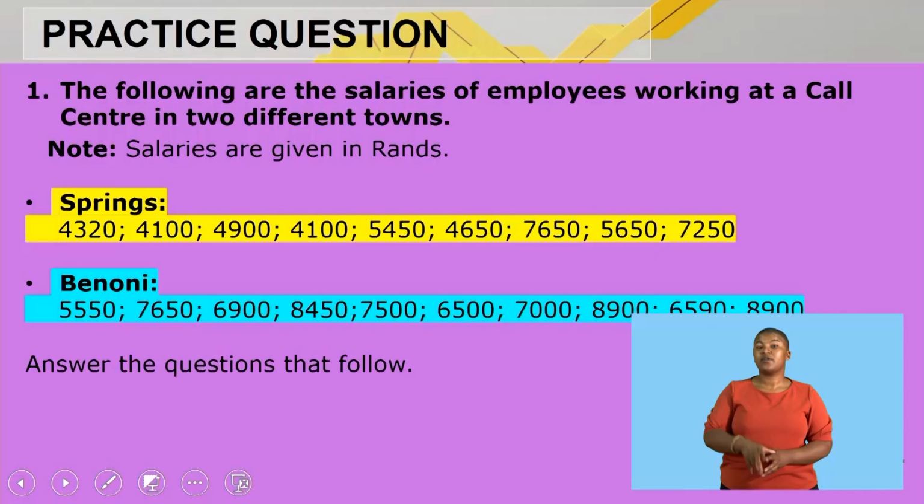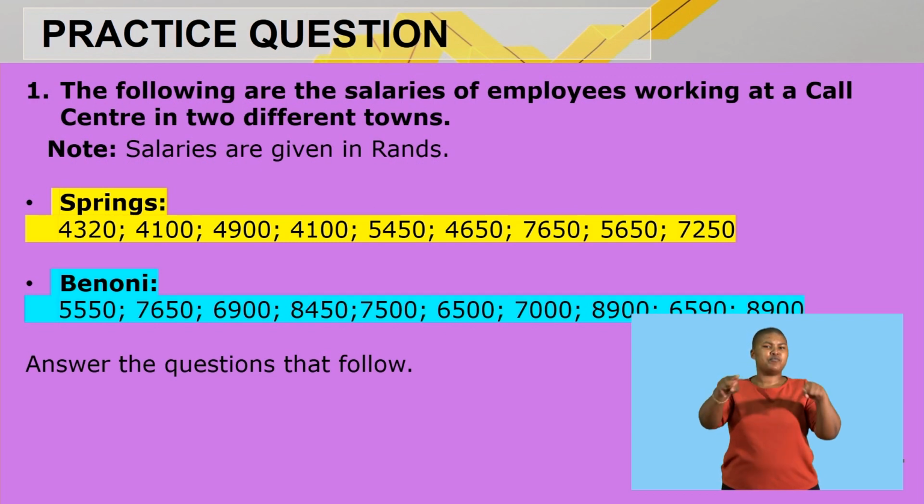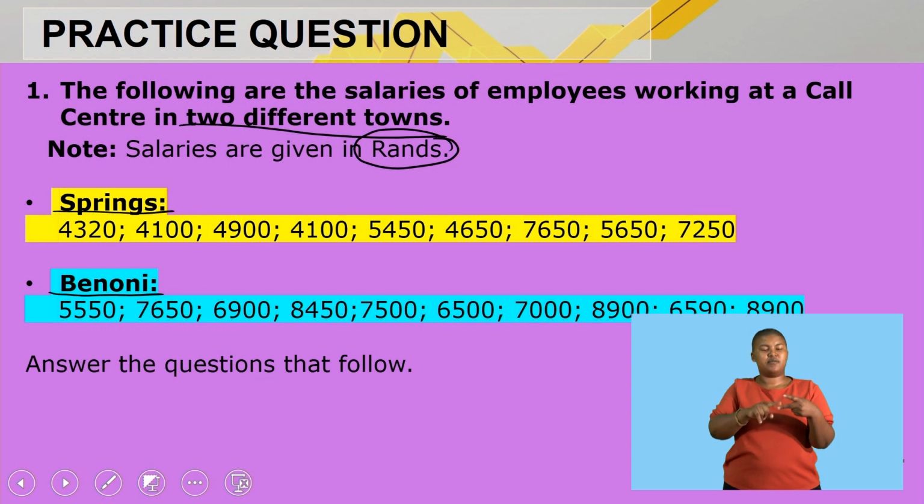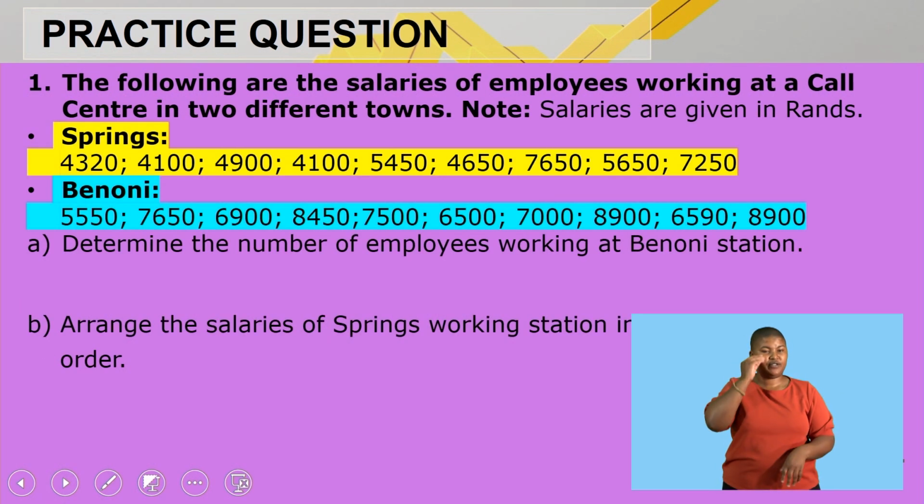Now, the first question that is given to us: the following are the salaries of employees working at a call center in 2 different towns. So we have 2 different towns. It means we are dealing with 2 different sets of data. The salaries are given in rands, and these 2 working stations, the one is Springs and the other one is Benoni. So this is the context that we are given. We know that we are dealing with 2 sets of data.